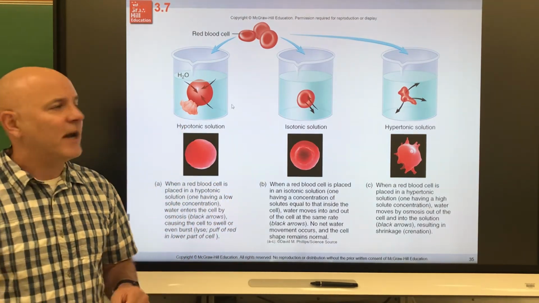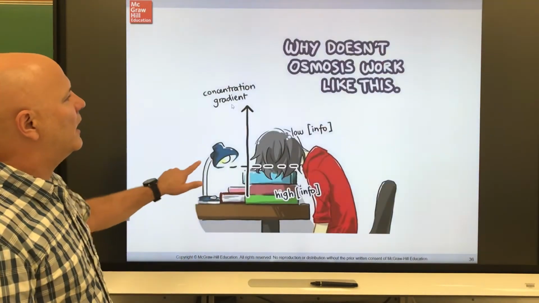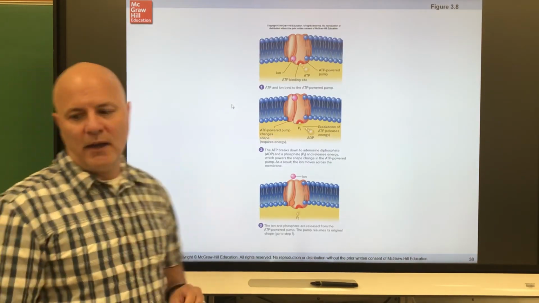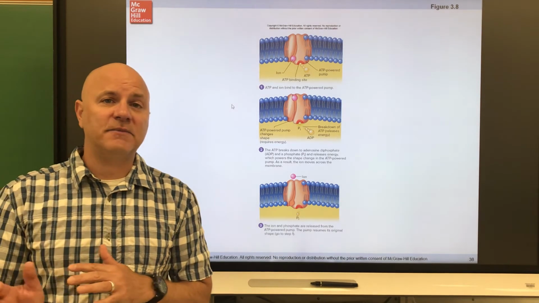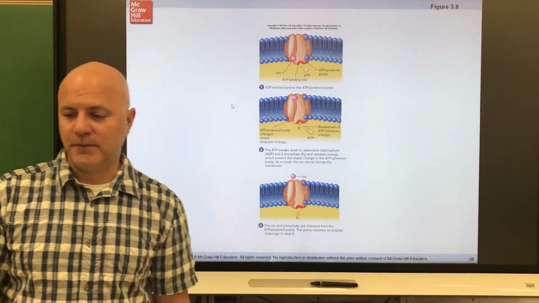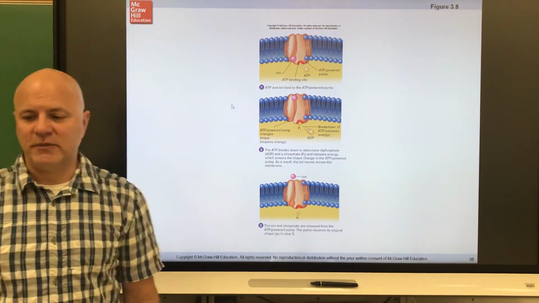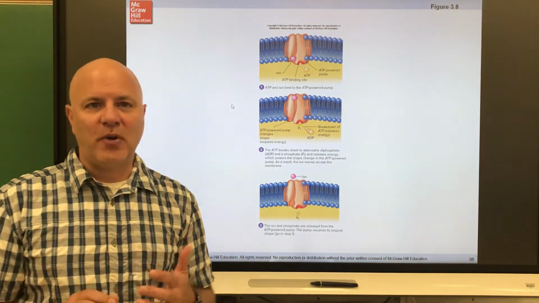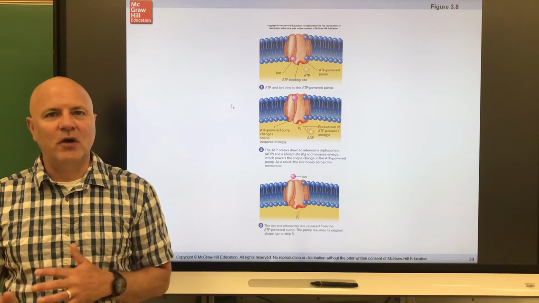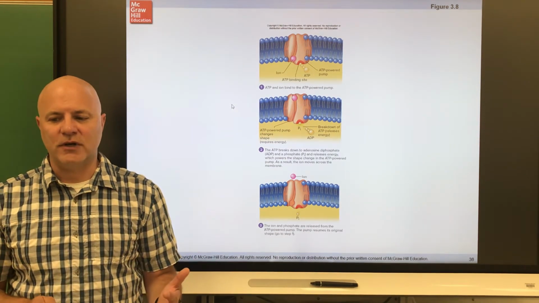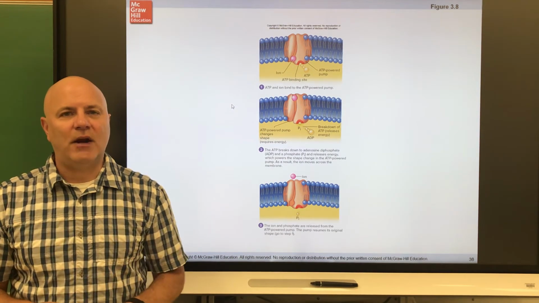All right, so let's move on to active mechanisms. Here we're going to use energy to get substances either into or out of cells. The first is active transport. Active transport is a process that moves substances across a membrane from areas of low concentration to areas of high concentration. And this is going to use a carrier protein.